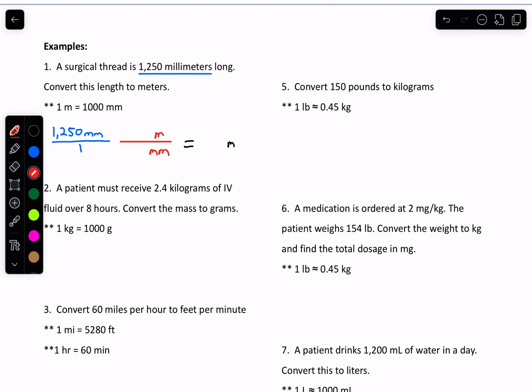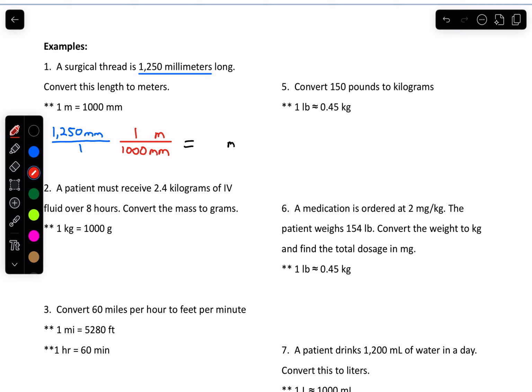So I'm going to put meters on top. Now for the numbers, all you have to do is make sure that you have a unit fraction. So make sure that your fraction, your numerator and denominator, are equivalent to each other. So we have a little note there with the asterisks is that 1 meter is equal to 1,000 millimeters. So here, I'm going to put 1 meter on top and 1,000 millimeters on bottom.